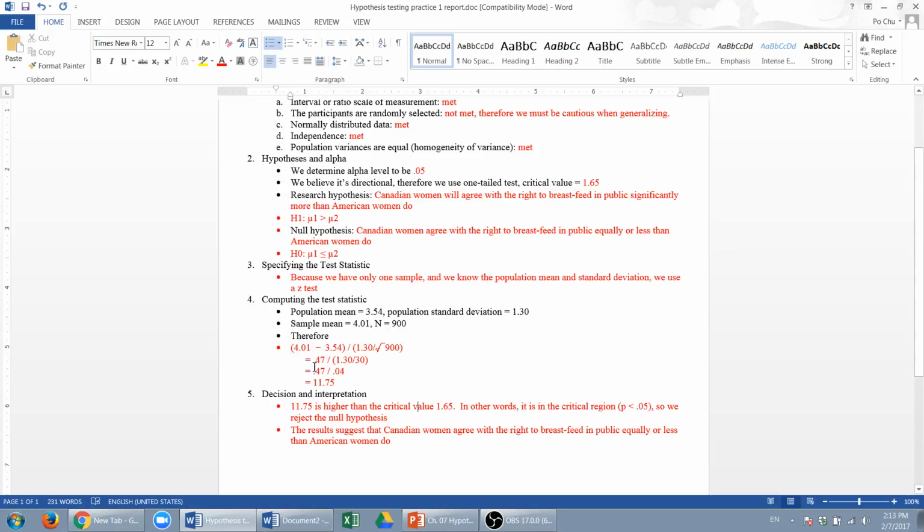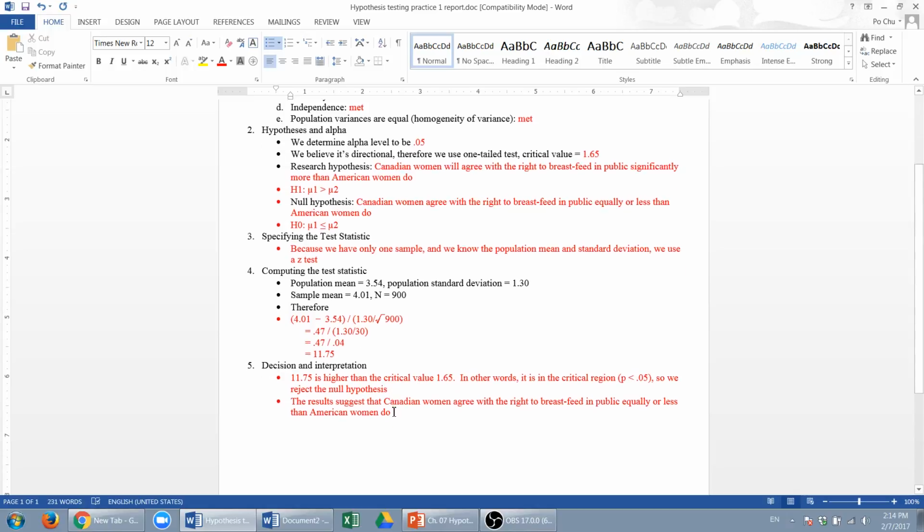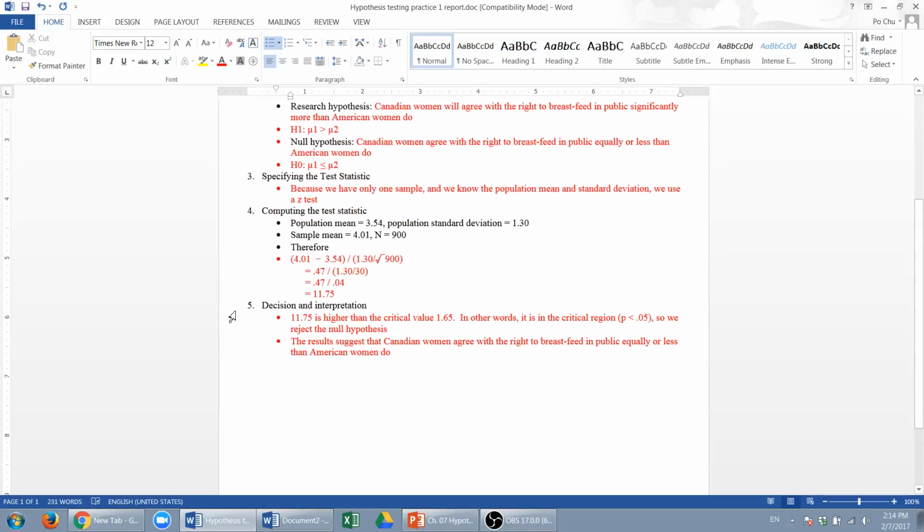So we just calculate. Show all the steps. Show each step that you take. So 4.01 minus 3.54 is 0.47, divided by 1.30 divided by 30, and then just keep going. So 0.47 divided by 0.04, and that comes out to 11.75. So that's your statistic. And then the last step, step 5, the decision and interpretation.